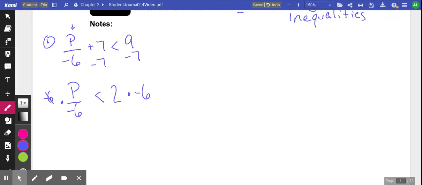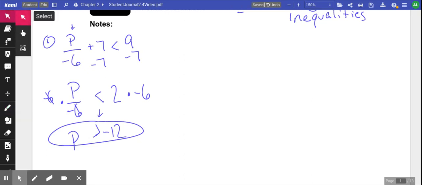Okay, I know these cancel out, but before I go ahead and write out either side, I do want to say, okay, I'm multiplying by negative 6. So I'm going to go ahead and change my sign here from a less than sign to a greater than sign. Whenever I multiply or divide by a negative number, I need to switch that sign. Okay, so now I have P is greater than negative 12. All right, I don't need to do anything else. That right there is my answer.